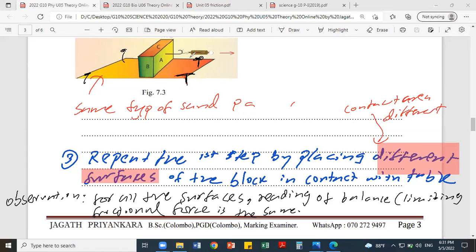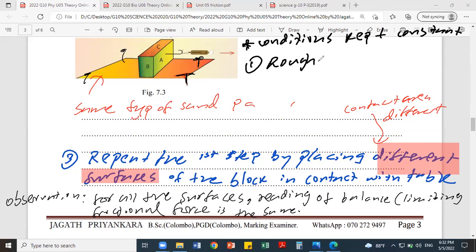Then I will erase. What conditions should be kept constant here? Weight should be constant, and the nature or roughness of the surface should be constant. Can you please write that? I don't have space, therefore I'll write here: conditions that must be kept constant in this practical. One condition is roughness: same roughness in all three.